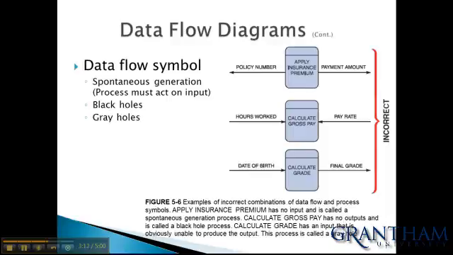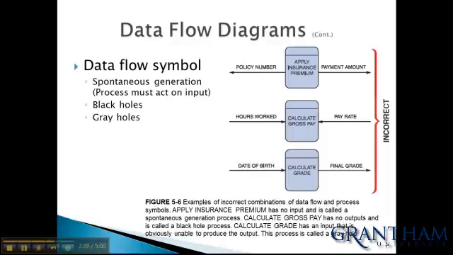Here you have an apply insurance process, but you have 2 outputs. You have a policy number and a payment number. It's incorrect because remember, you always have to have one input and one output. For calculate pay rate, this one has 2 inputs. You have hours worked and pay rate coming in, but no output.